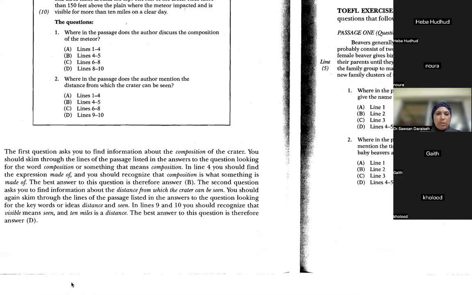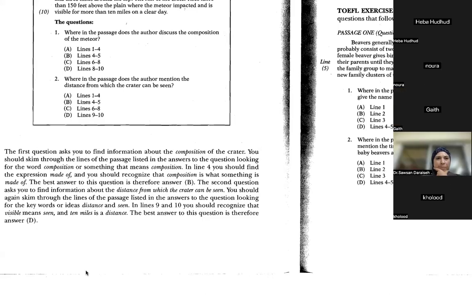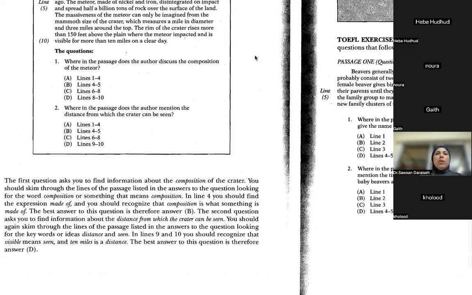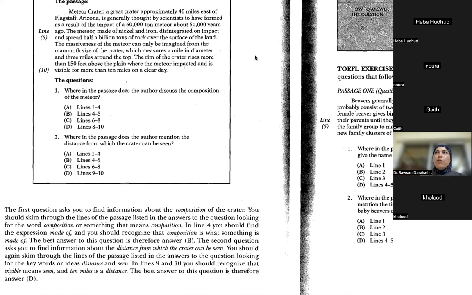Yes, Dr. Hiba. Where in the passage does the author discuss the composition of the meteor? Yes, you have to understand the question. Where in the passage does the author discuss the composition? You know what composition means? Its makeup, its components. Yes, thank you. Good. So where? Lines 1 to 4, 4 to 5?